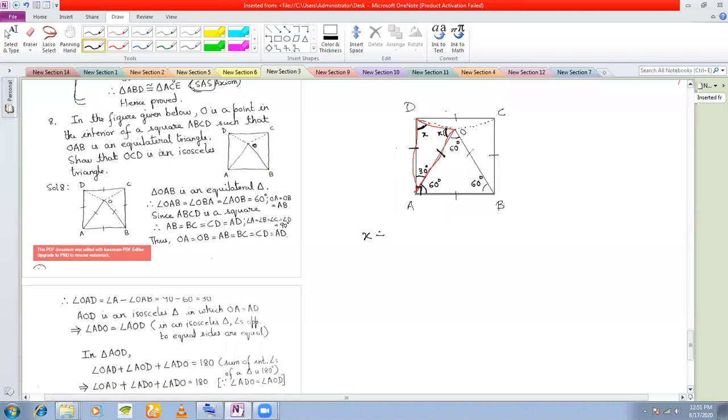Therefore, in this triangle, x plus x plus 30 must be equal to 180 degrees, because the sum of interior angles of a triangle is 180 degrees. We find x from here. 2x is equal to 150. That means x is equal to 150 by 2, which is 75 degrees. So we have found x to be 75. So both these angles are 75 degrees.